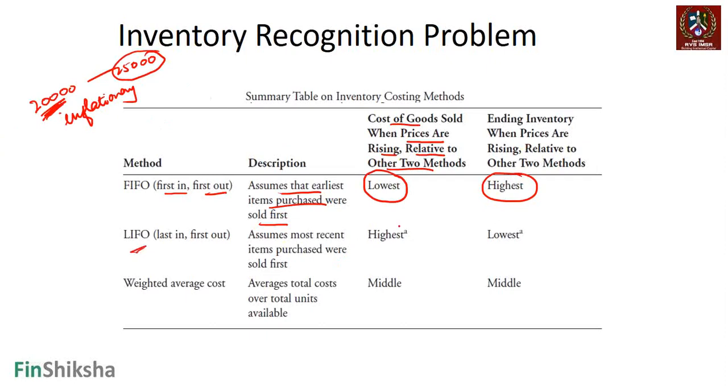In LIFO, it is exactly the opposite. You are using 25,000, so your cost of goods sold will be the highest, and what is left is the earlier purchased inventory. So in a rising price scenario, the earlier purchased inventory would be at a price point of 20,000 essentially, correct? So that basically builds your number there. And then finally in weighted average, you'll be somewhere in the middle, obviously, because you have kind of averaged out the price movement across a higher or a lower number, right? That's your inventory recognition problem.